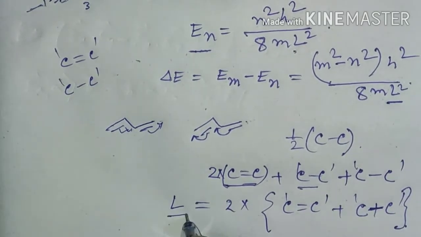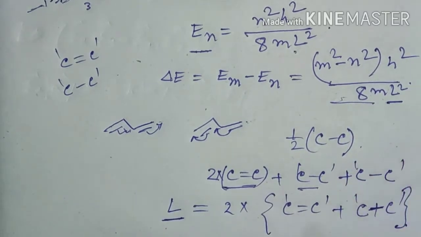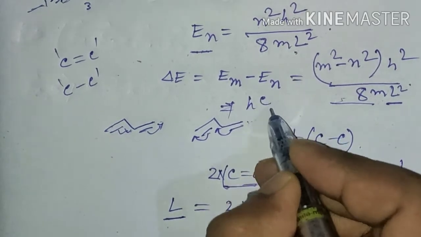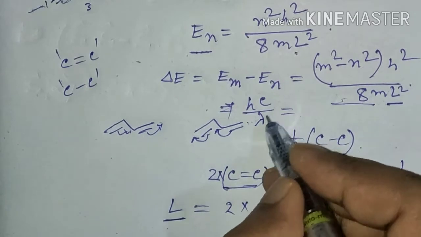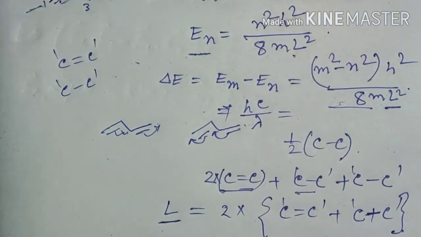And if you put the value of L in this equation, you can calculate the transition energy. And if you put the relation like this, hc by lambda in place of energy, then you can calculate the corresponding transition wavelength. Is it clear?